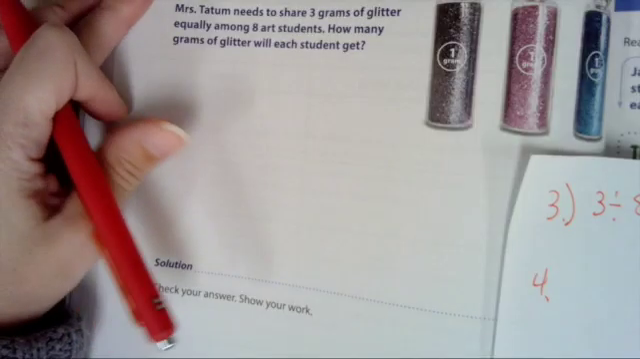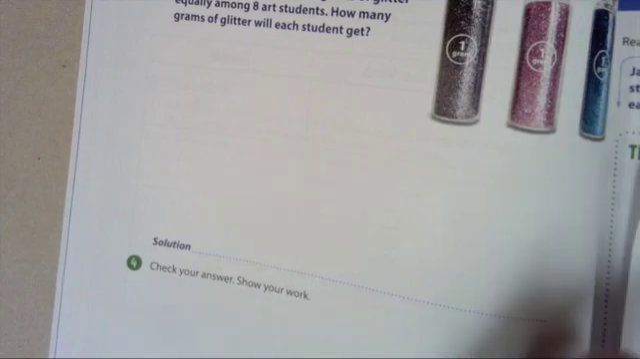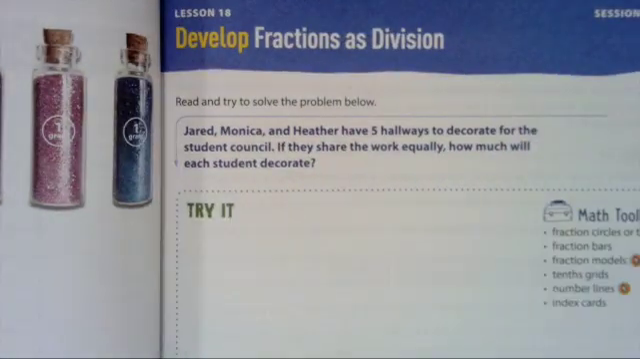We are not going to do number 4 on page 378, so you can skip over and look at page 379. Jared, Monica, and Heather have 5 hallways to decorate for the student council. If they share the work equally, how much will each student decorate?